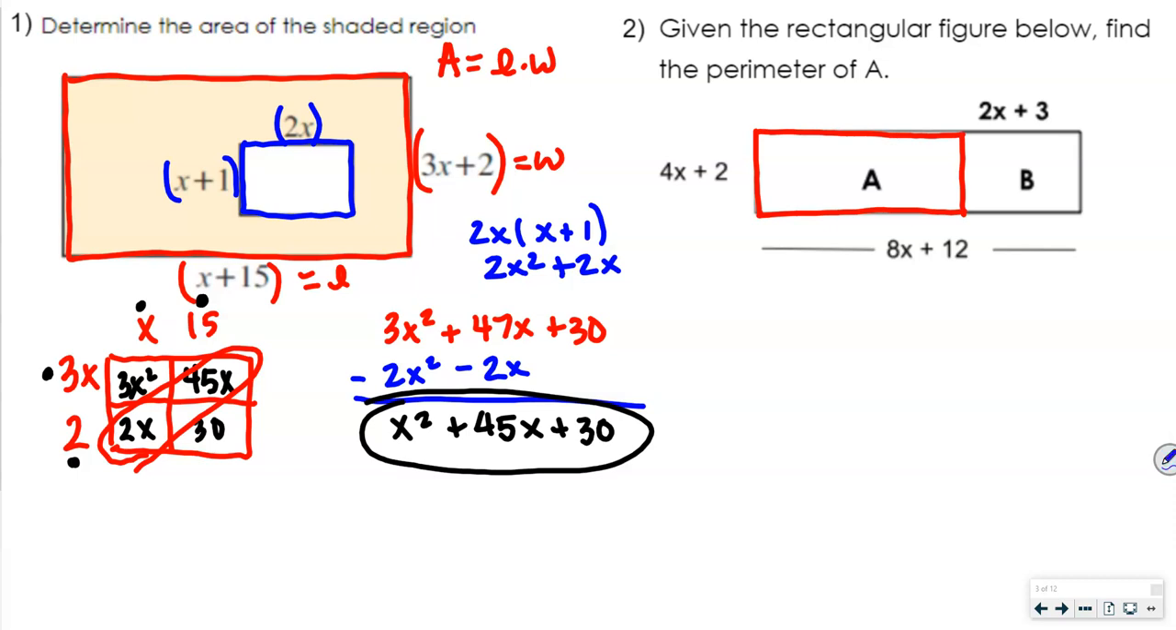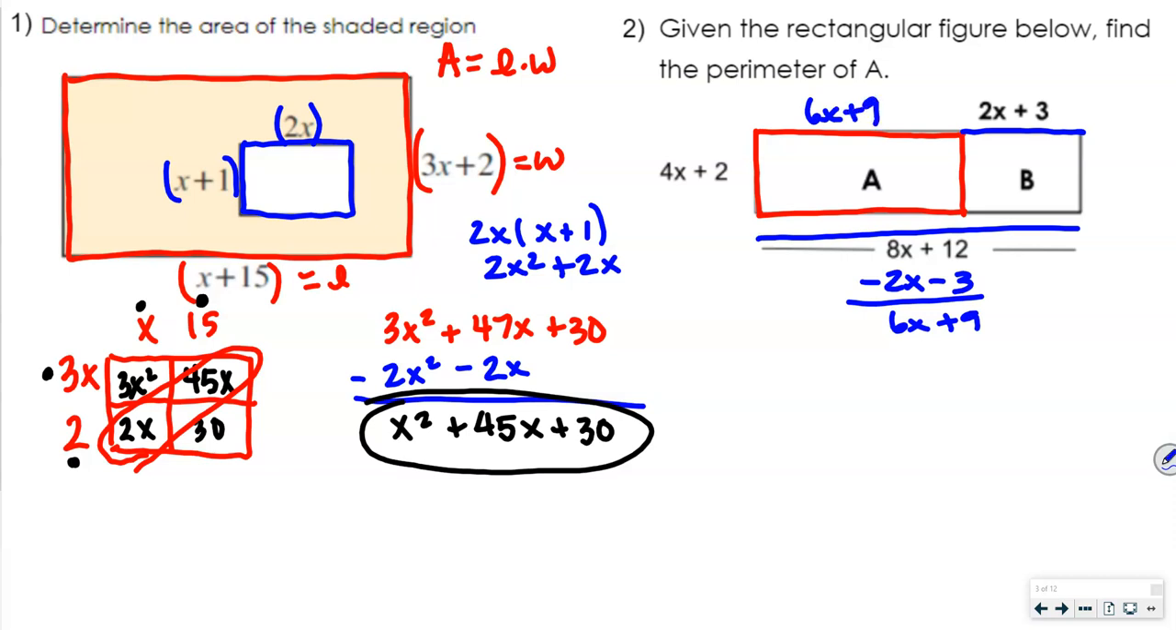So I want you guys to notice that this whole length right here is the x plus 12. And then this partial length right there is the 2x plus 3. So to find the width of A, we're going to have to subtract the 2x and the 3 from the 8x plus 12, right? So again, remember you're subtracting both those terms. So this is going to give you 6x plus 9. So that's what this up here is going to be, 6x plus 9.